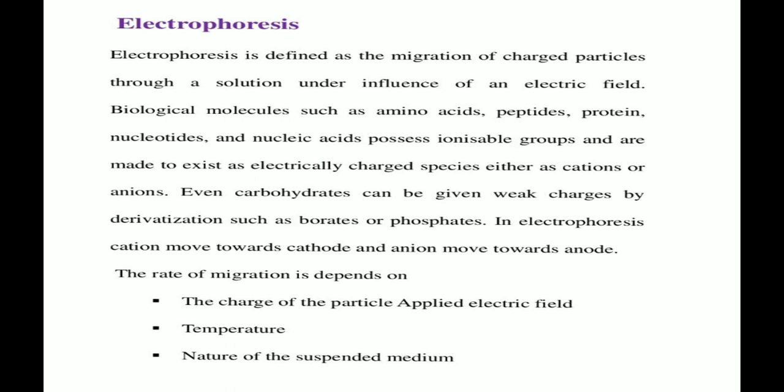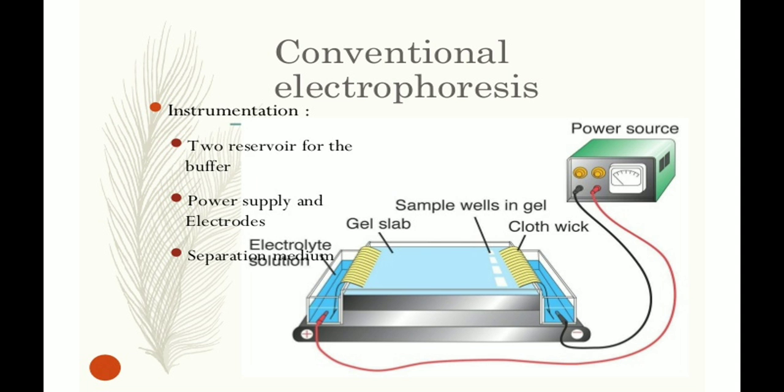Now there are many factors that can affect electrophoresis. Before that, this is the instrument. This is the instrument for electrophoresis. You can see there are two reservoirs present for the buffer. Then you can also see the power source is present with electrodes. So you can see there is an anode and a cathode.